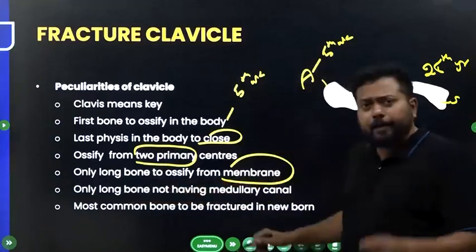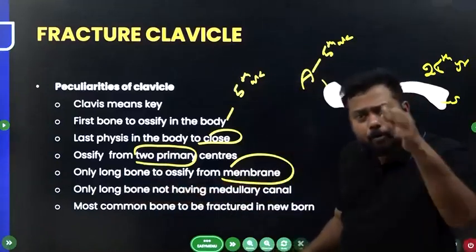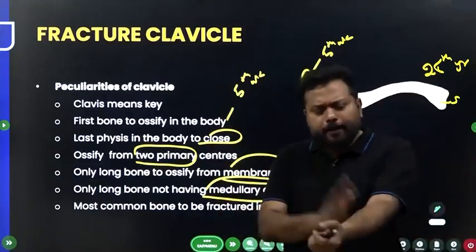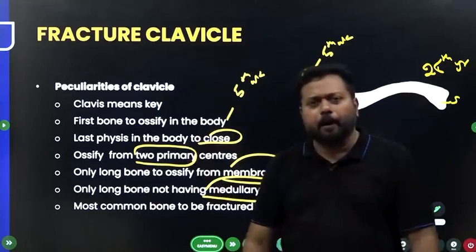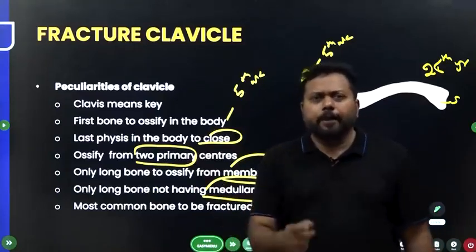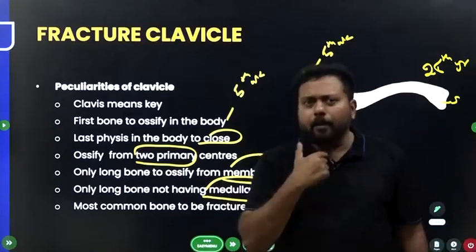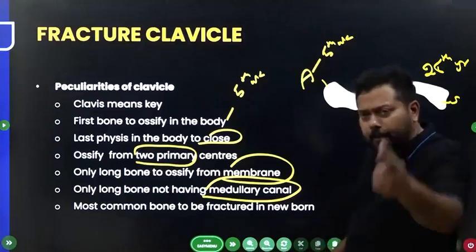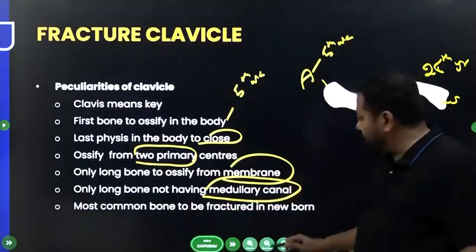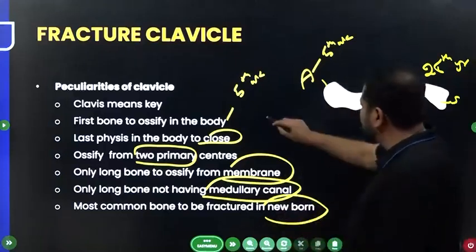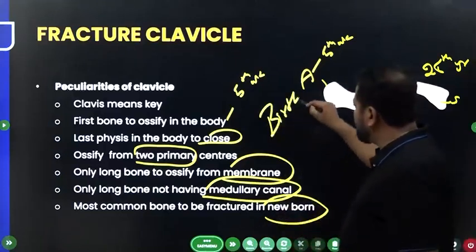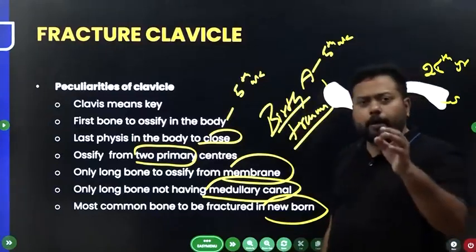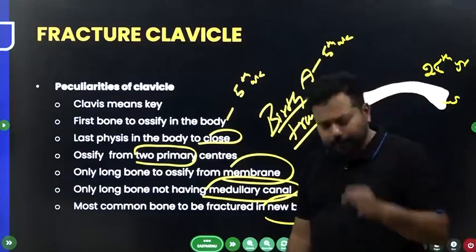Then comes the only long bone which does not have a medullary canal. How peculiar it is. You take any long bone, radius, ulna, humerus, femur, tibia, fibula, whatever long bone you take, there will be cortex and a medullary canal. Clavicle is the only long bone which does not have a medullary canal. And last but not the least, the most common bone to be fractured in a newborn, the most common fracture of birth trauma, is clavicle.